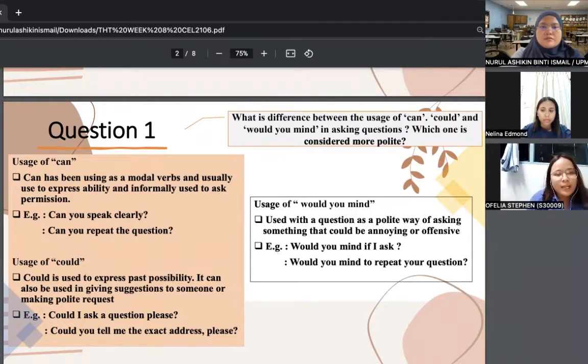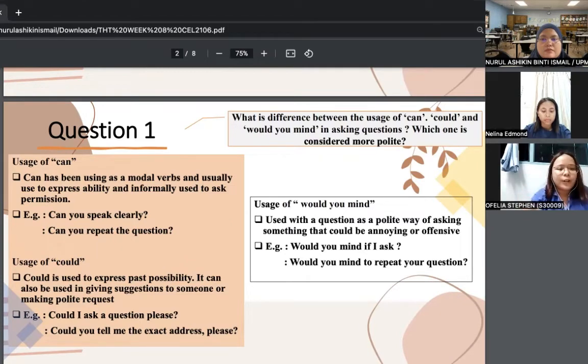And the third one is uses of would you mind, which is used as a polite way of asking something that could be annoying or offensive. The examples are, would you mind if I ask? And would you mind repeating your question? And which one is more polite: we can use could or would you mind to ask questions in an interview.